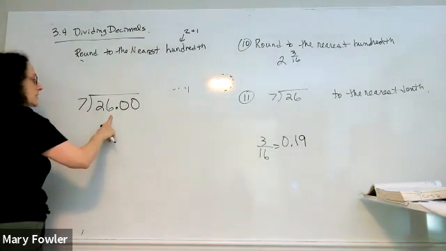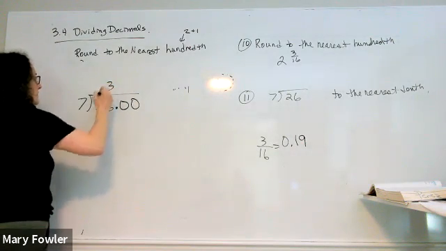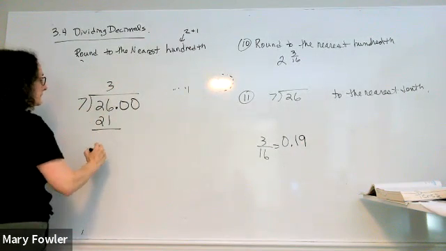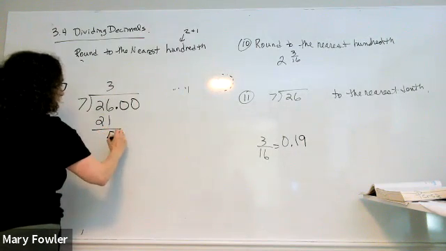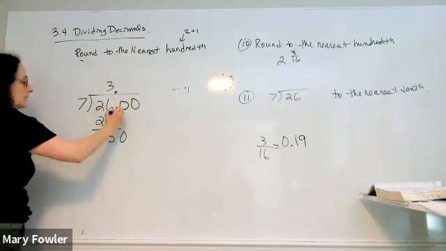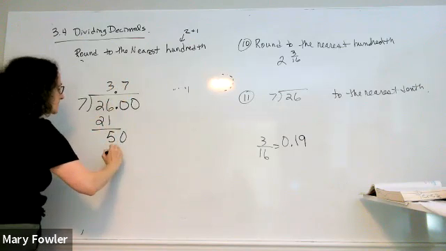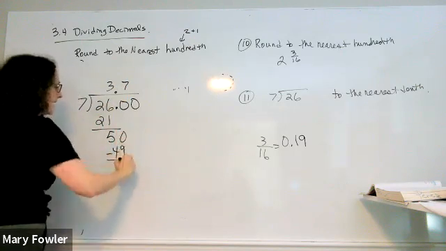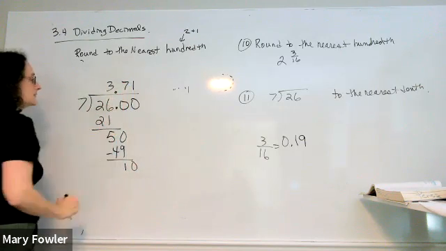So 7 goes into 26 3 times. 3 times 7 is 21. Okay, and go ahead and carry down one of the zeros. 7 goes into 50 7 times. 7 times 7 is 49. And we're going to bring down that 0. 7 goes into 10 1 times.